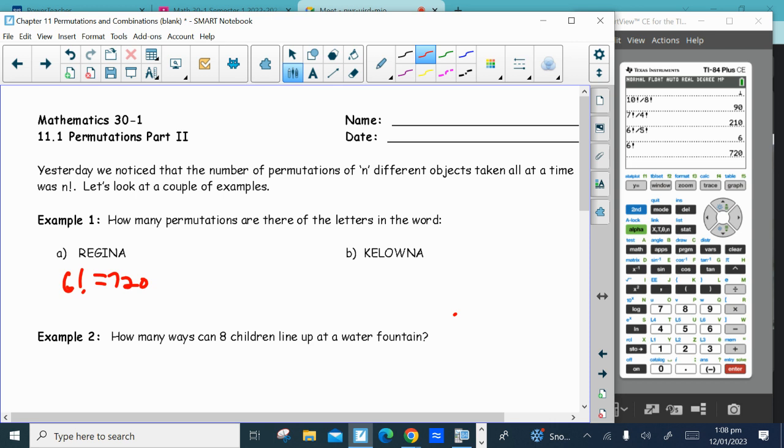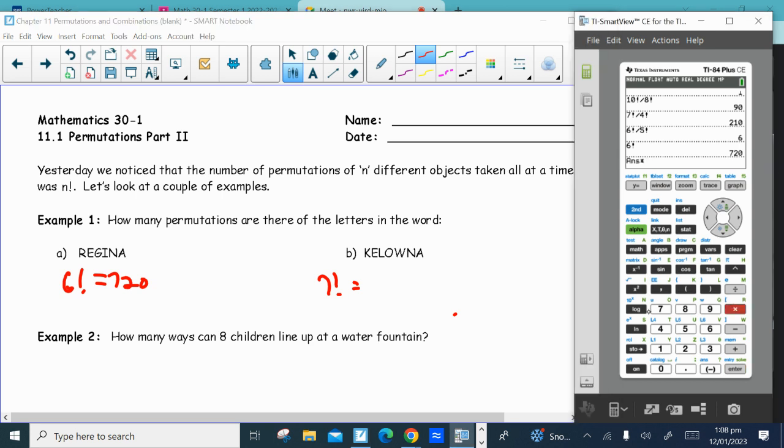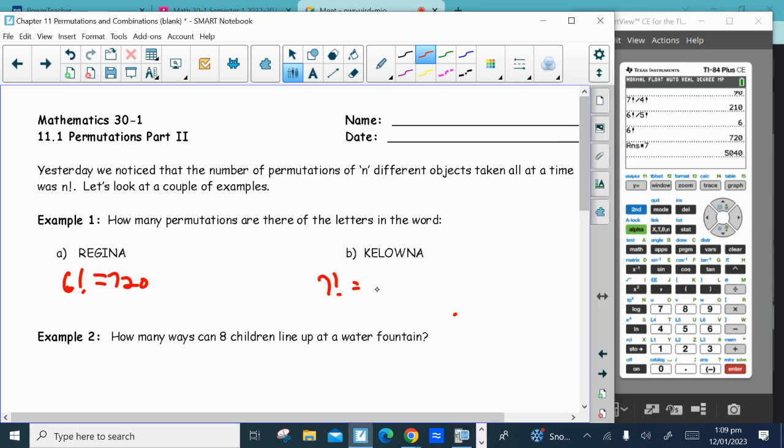The word Kelowna has 7 letters in it, so that would be 7 factorial ways. I could take the previous answer of 6 factorial or 720 and multiply it by 7 if I wanted to, because 7 times 6 factorial is 7 factorial. Or you could just do 7 factorial on your calculator. You'll get the same answer.